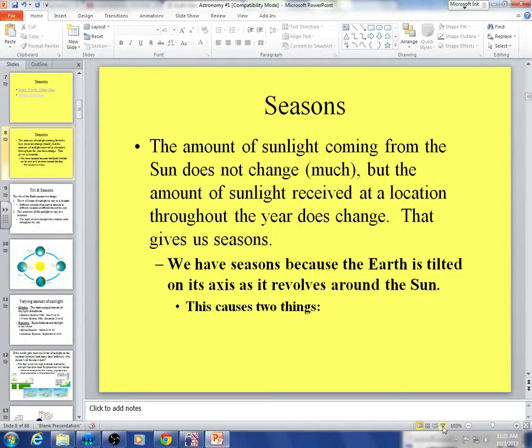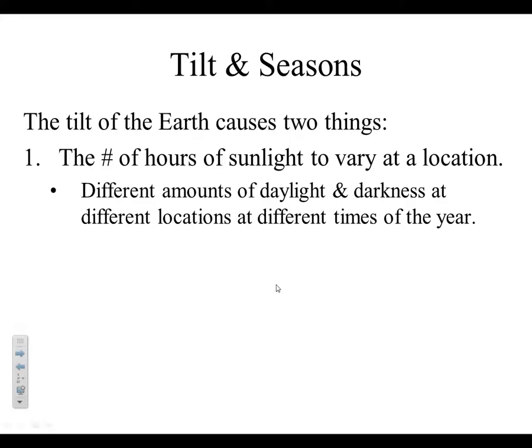So now we're going to go through our notes, and we'll look at this online with our geochron also. So the tilt of the Earth causes two things. First, it causes the number of hours of sunlight to vary at a location. We just saw that. So different amounts of daylight and darkness at different locations throughout the time of the year. The more sunlight you have, the warmer it's going to be going into summer.